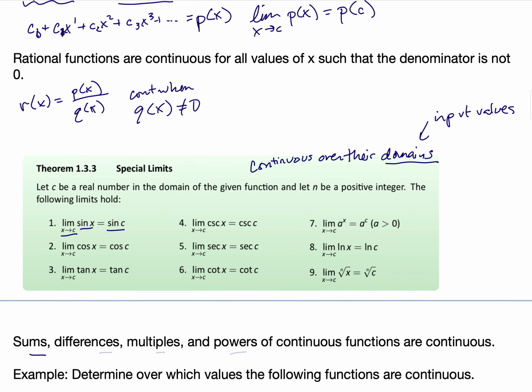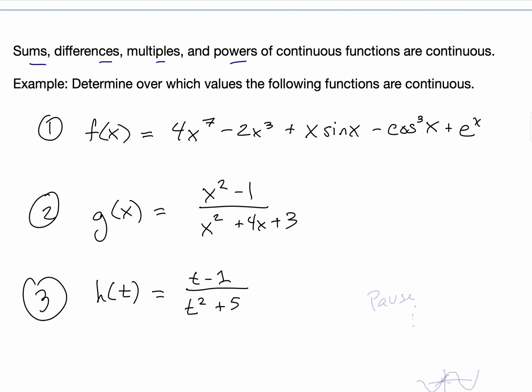Finally, sums, differences, multiples, and powers of continuous functions are continuous. So if you've got two different functions that are continuous over all real numbers, then if you multiply those functions together, it's still continuous over all real numbers, and so on. So let's use all these ideas to do a few examples.